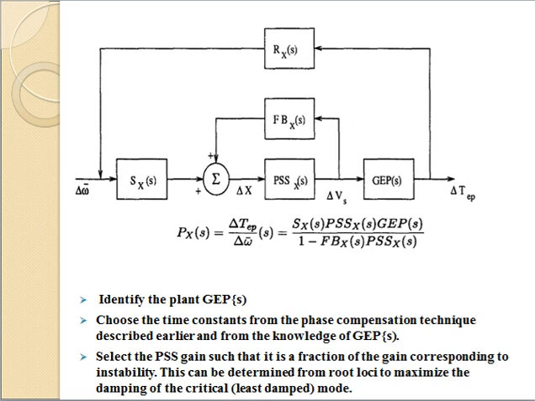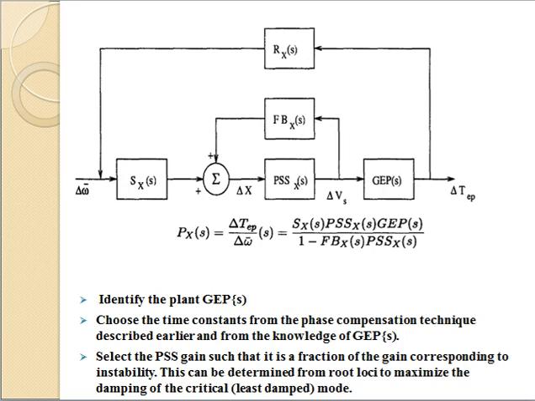So you have to see that earlier, in some two or three conditions, we have seen what the phase lag should be: lesser than 45 degrees, 20 degrees through which it should pass. Once you consider all these things, you have to choose the time constants accordingly, and then select the PSS gain such that it is a fraction of the gain corresponding to instability. This can be determined from the root locus technique to maximize the damping of the critical modes.